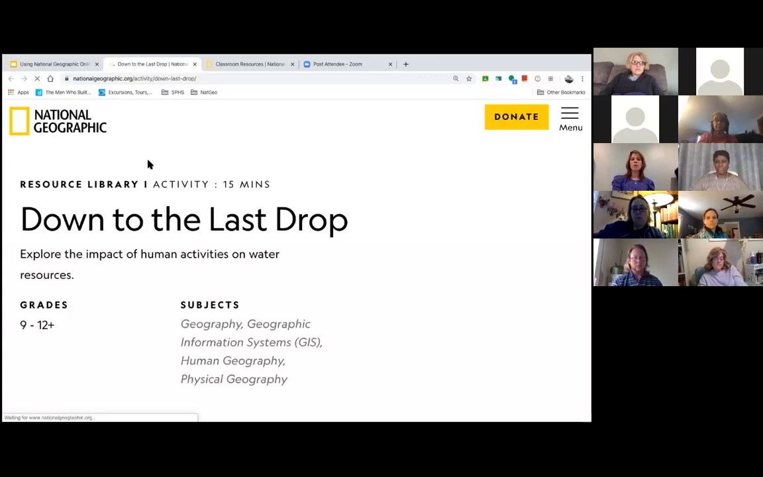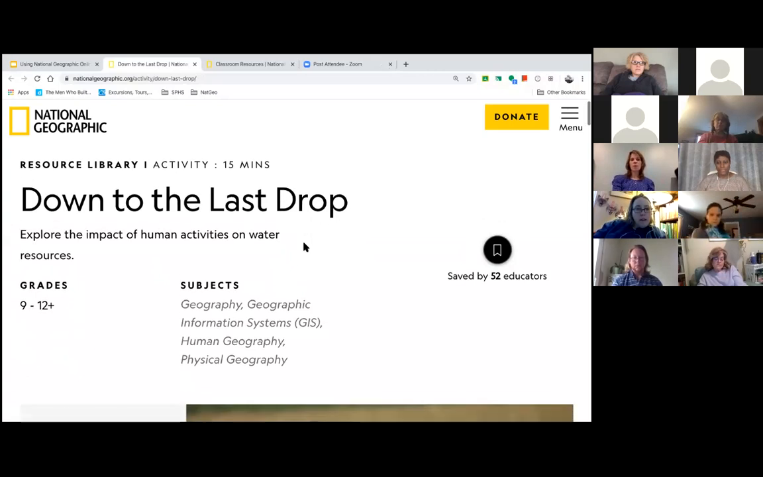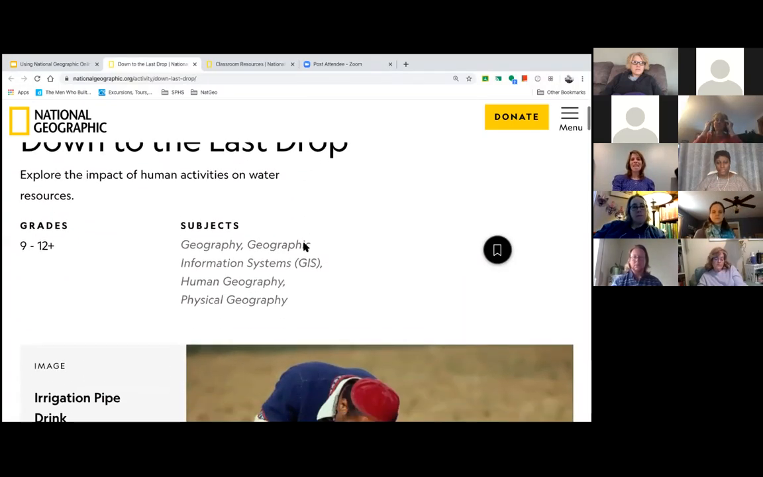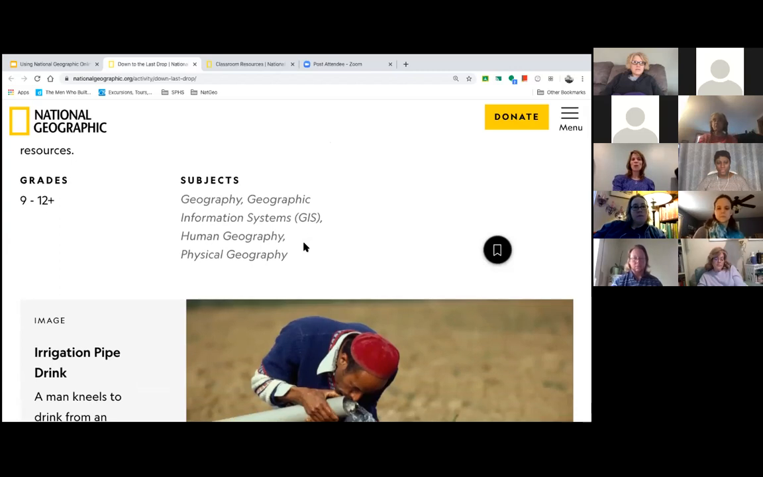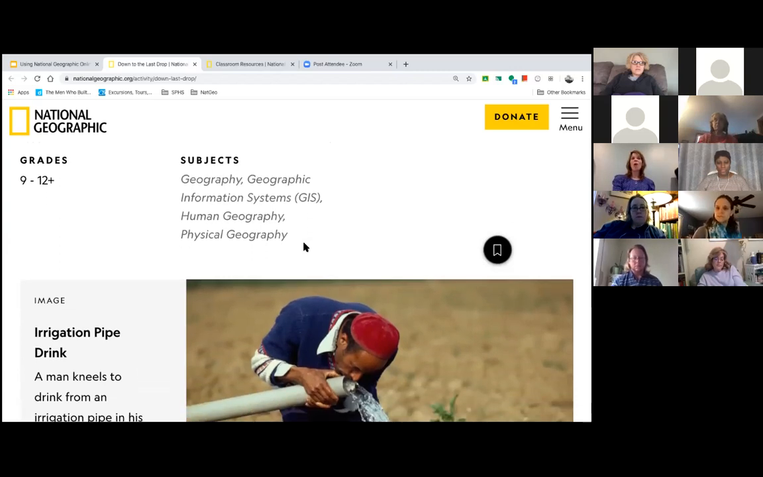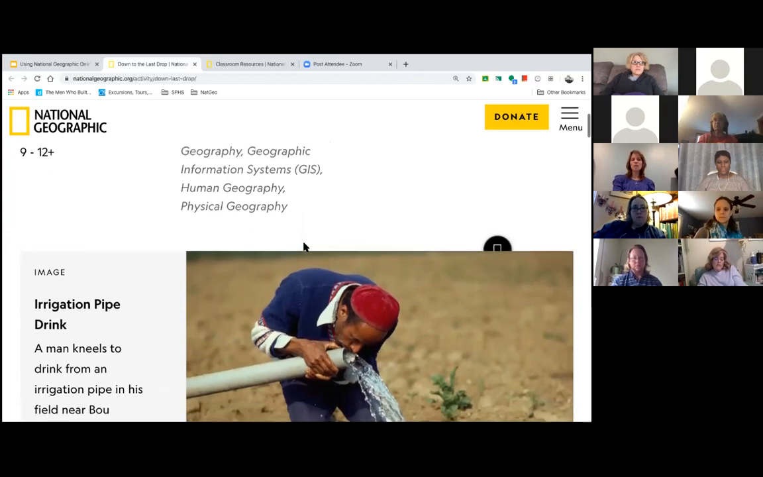So the first activity that I'm just going to show you as an example is a cool one called Down to the Last Drop. And you'll notice that right off, it does say the grade. It'll tell you what subjects it covers. And National Geographic really tries hard to make these broad connections between science, social studies, and geography, and how to utilize it in the classroom itself. And of course, when we look at these components, being able to make any connections to other subjects is going to help just enrich that learning for students.